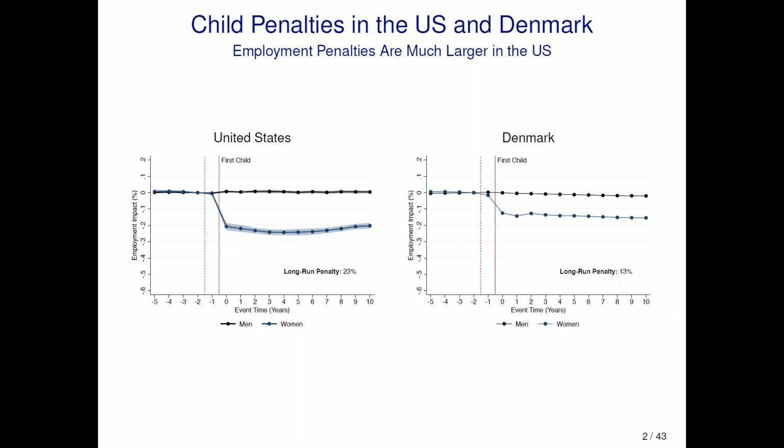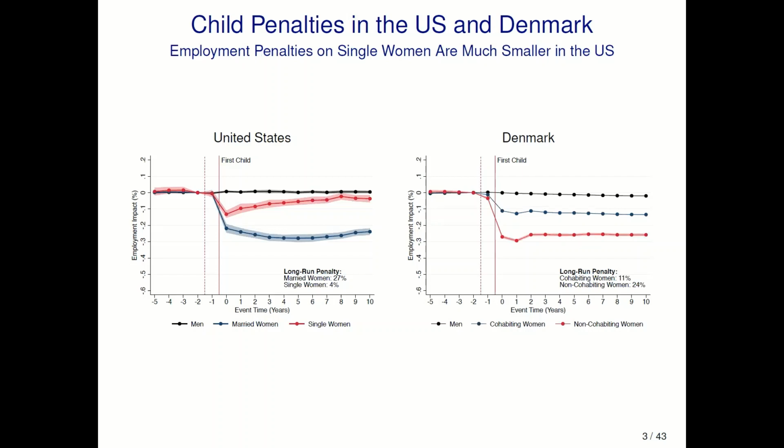Then what I pointed out on Monday is that underneath this aggregate penalty, there's some really interesting and maybe surprising heterogeneity. It was certainly surprising to me the first time I saw it. So this next graph here splits that aggregate penalty into the penalty on married versus single women. So the red graphs up here show child penalties for single women. The blue graphs show child penalties for married women.